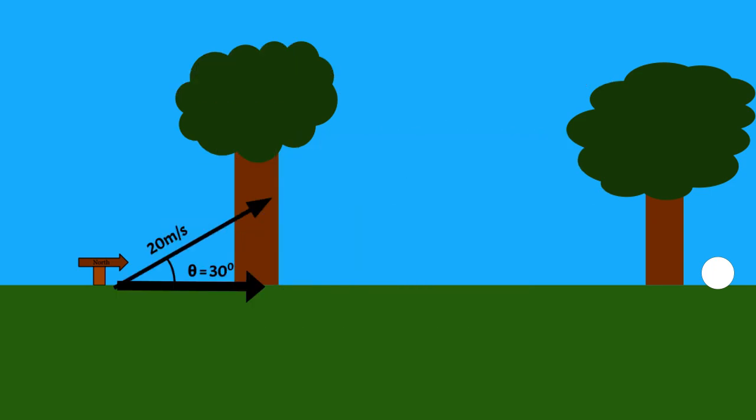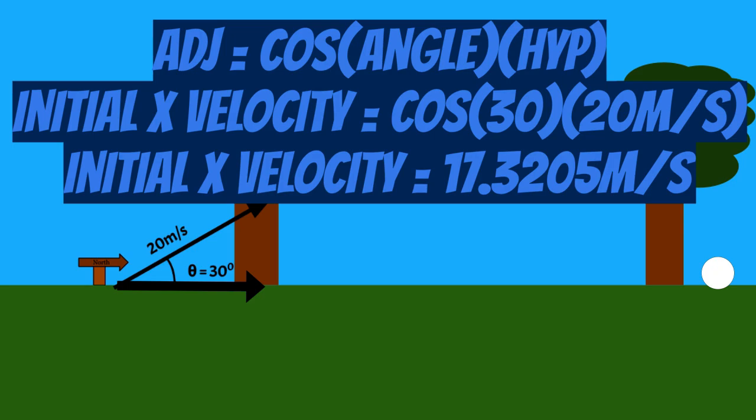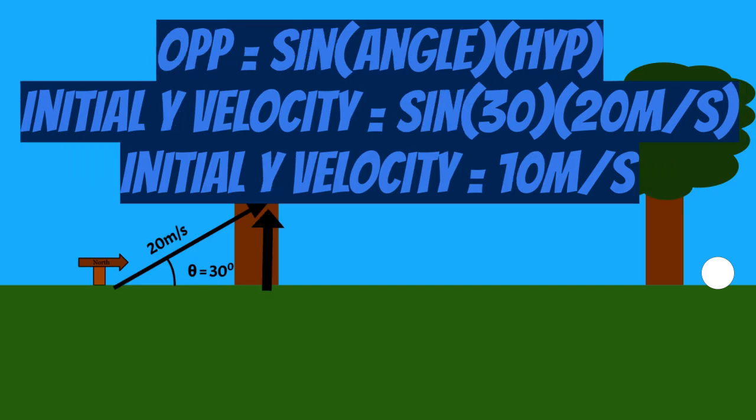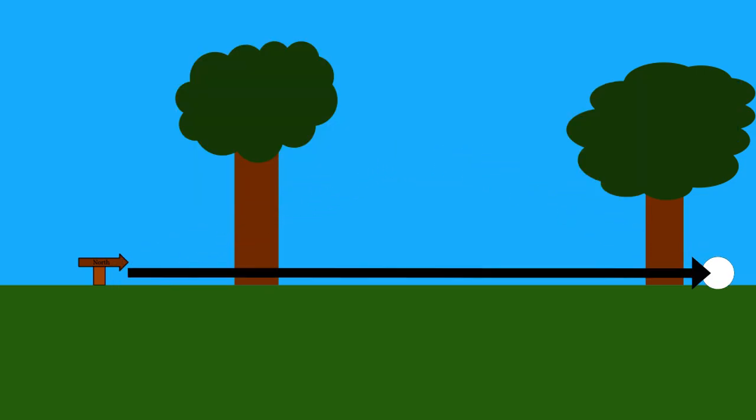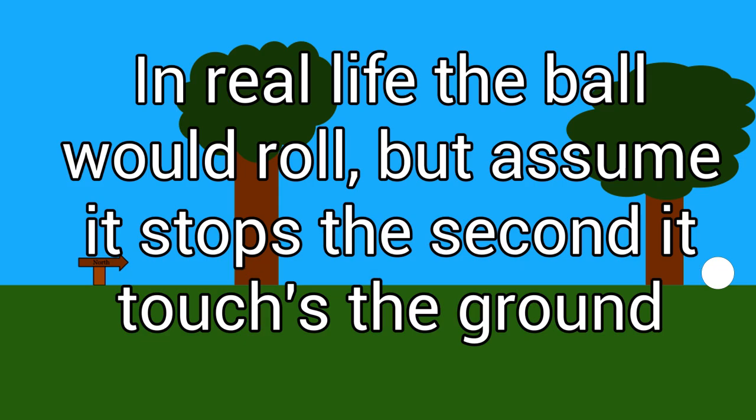For initial velocity in x, we can use cos 30 times 20 meters per second, which equals 17.3205 meters per second. And for initial velocity in y, we can use sin 30 times 20 meters per second, which equals 10 meters per second. So how do we know how far the ball goes? Well, we know that the ball will only stop moving after it hits the ground. So we have to find the flight time of the ball.